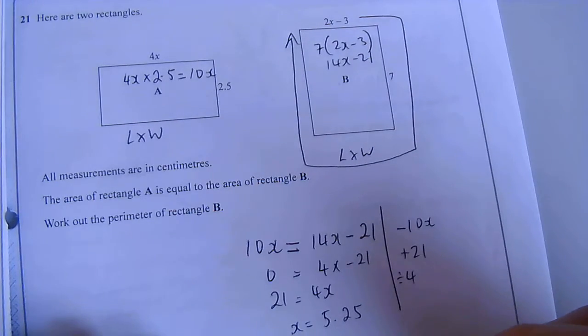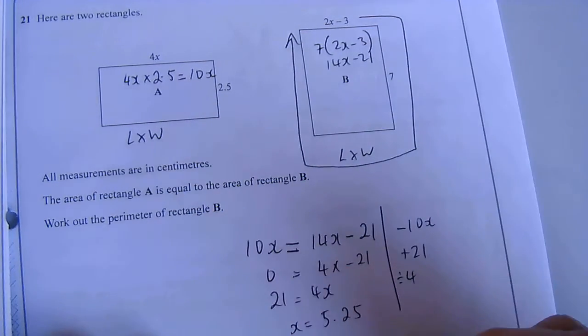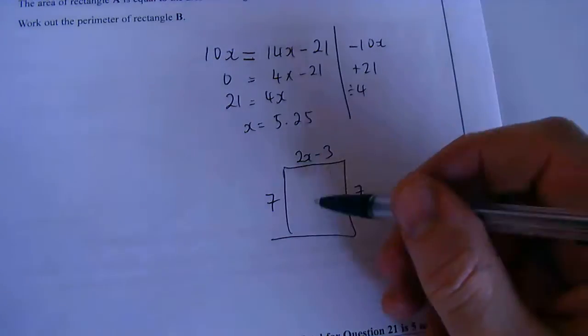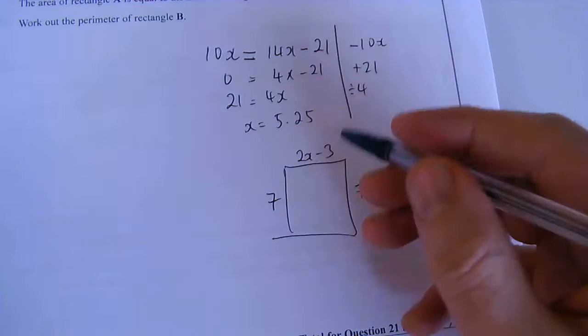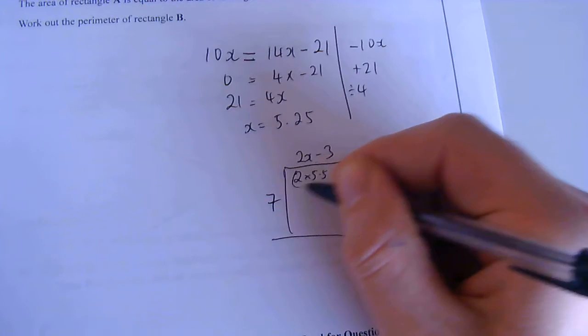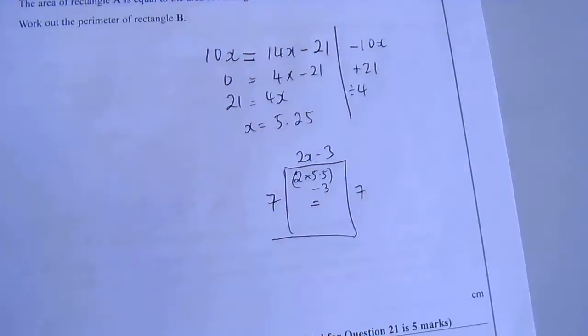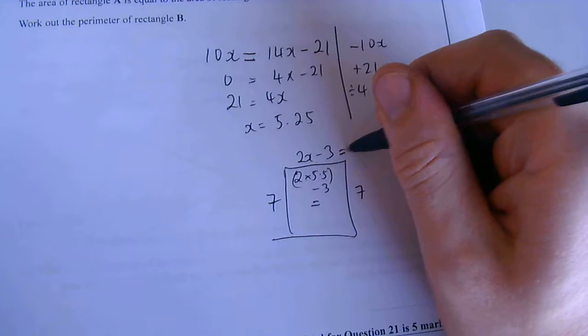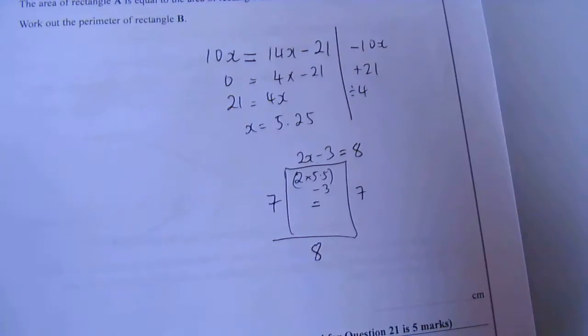If I just sketch that out because I've made a mess of it, I've got 2x minus 3. These are 7. The one on the other side is going to be 7. This one's going to be the same as this length. So I'm just going to figure this one out. That's going to be 2 times 5.25, take away 3. Put it in your calculator and you get 8. So this will equal 8, the opposite side.